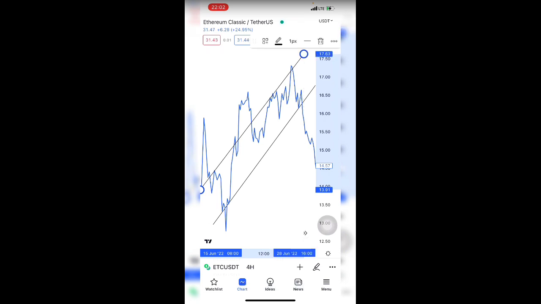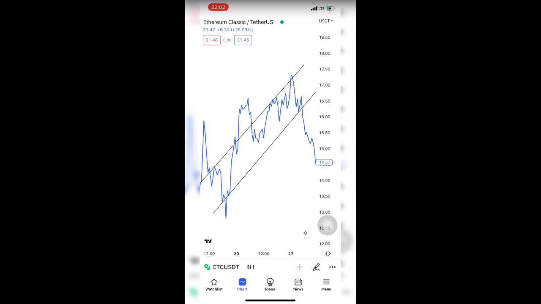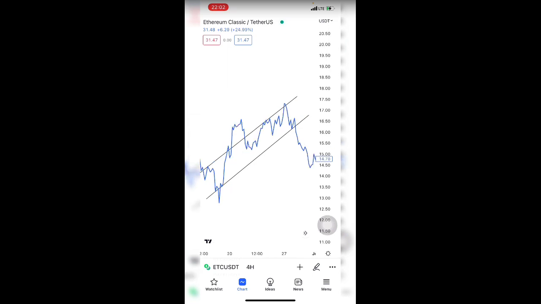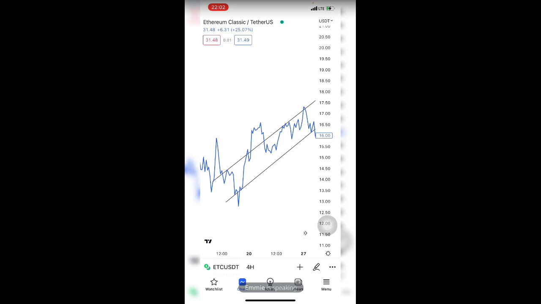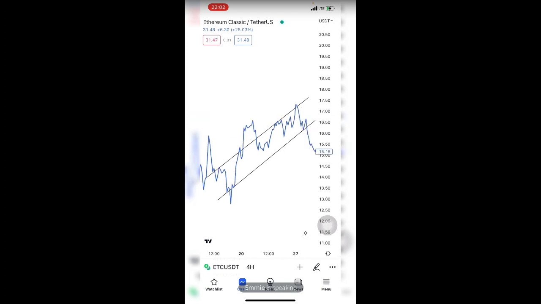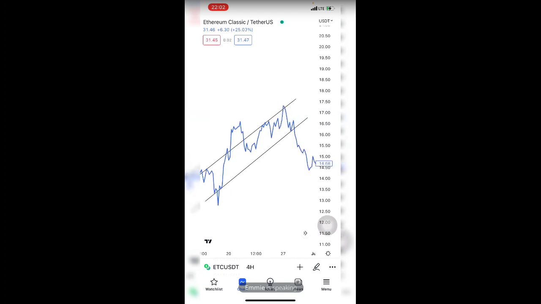So it's not really trustworthy, but as a beginner you can be using it small. All these used to work before, when people just knew about it, or our forefathers. That's what they used to use. If you get to support, they will long it. If you get to resistance, they will short it. They are making their money.